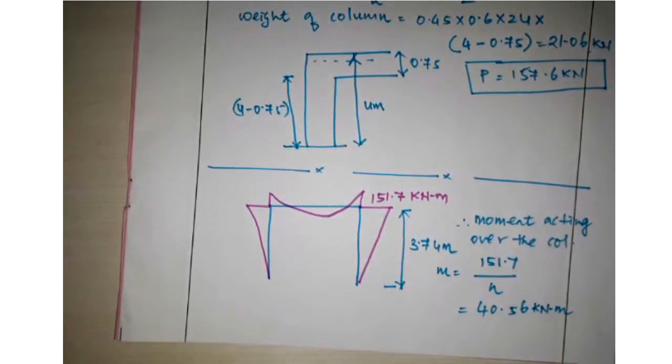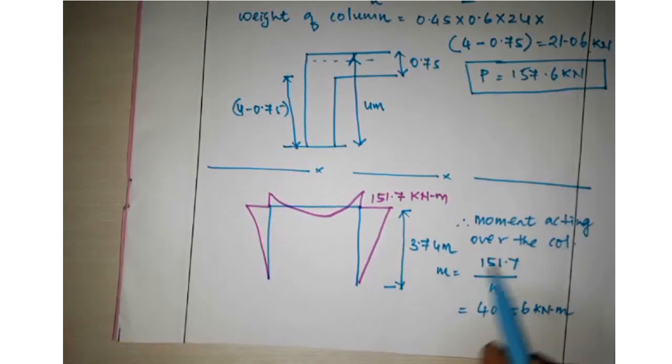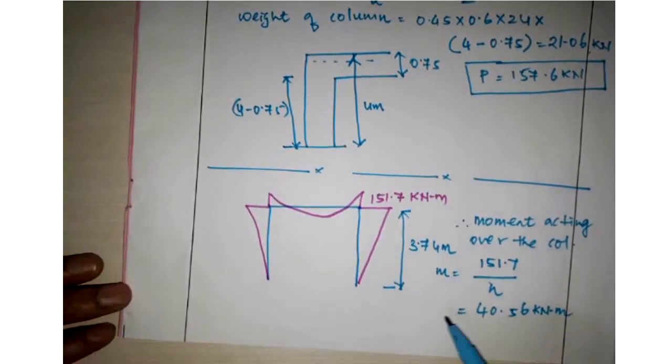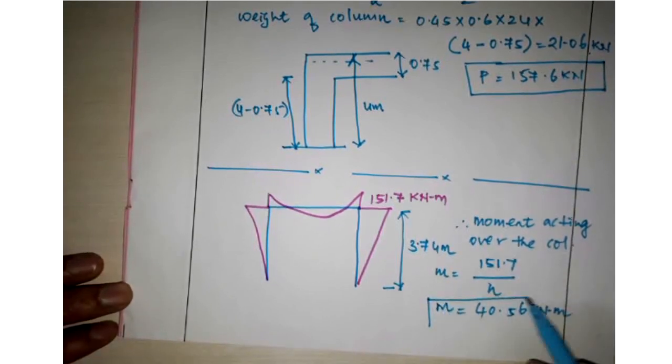So this is the moment acting over the column, that is 40.56 kilonewton meter, because M into H, force into distance, we get moment. So 3.74 is the height we have to use. 151.7 divided by height 3.74, so we get 40.56 kilonewton meter. Okay, so this is the moment acting over the footing.